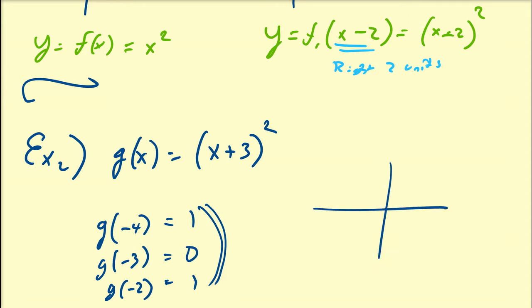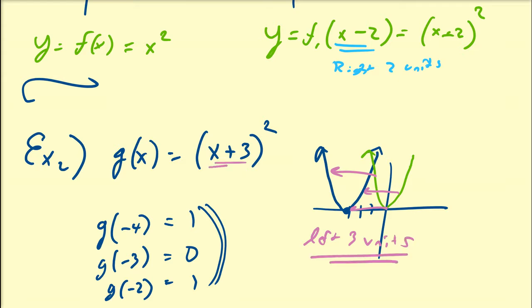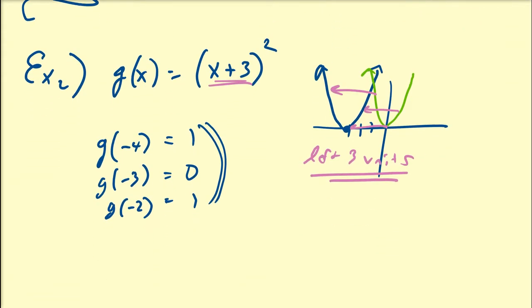If we graph these points, so we have 1, 2, 3. Our vertex is located here, and all the points should be centered around it. If we compare that to our original curve, how do we get from green to blue? Well, we shift everything to the left 3 units. So that gives us this: x plus 3 implies left 3 units.